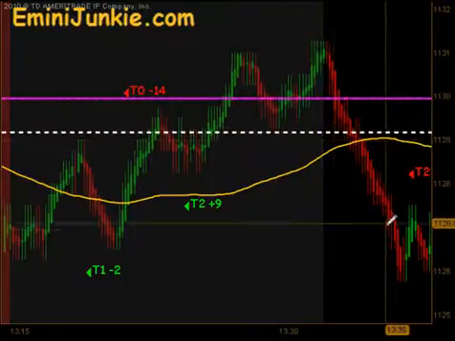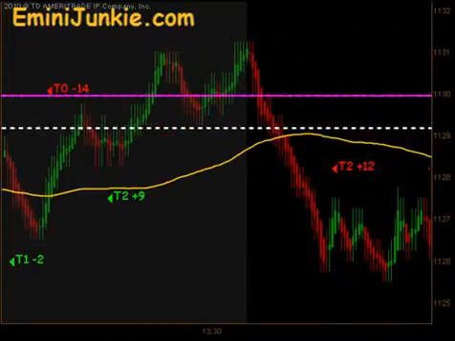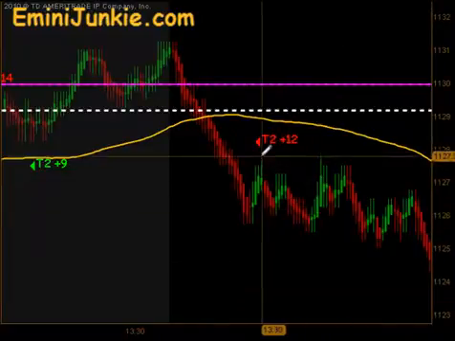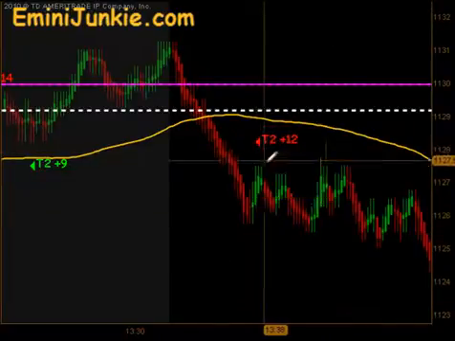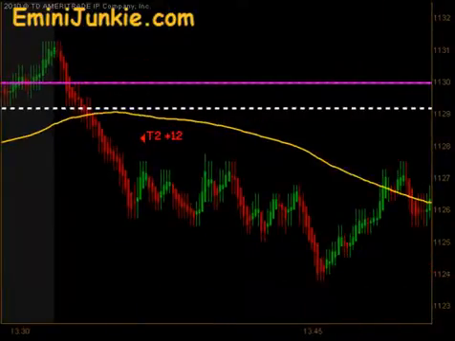Actually, a very fast move gave us an extension entry to the downside, and that extension ended up panning out for us, because that extension gave us an opportunity to get T1 and T2 to the downside for 12 ticks.